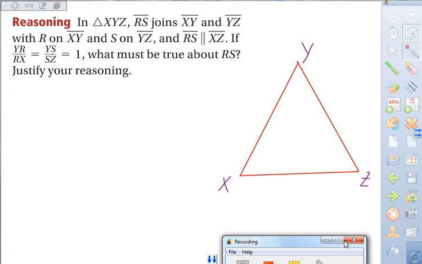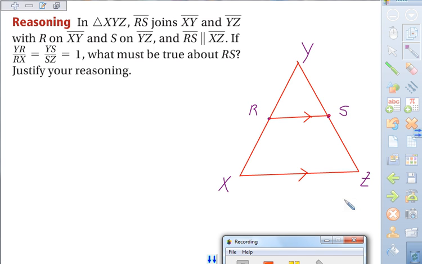Reasoning. In triangle XYZ, RS joins segment XY and segment YZ, with R on segment XY and S on segment YZ, and RS is parallel to XZ. So let's try to set up this triangle. I'm going to draw a triangle and label it XYZ. It says R is on XY, so I'm going to place it over here, and S is on YZ, so I'm going to place it over here. So this is what our triangle is going to look like, and RS is parallel to XZ.